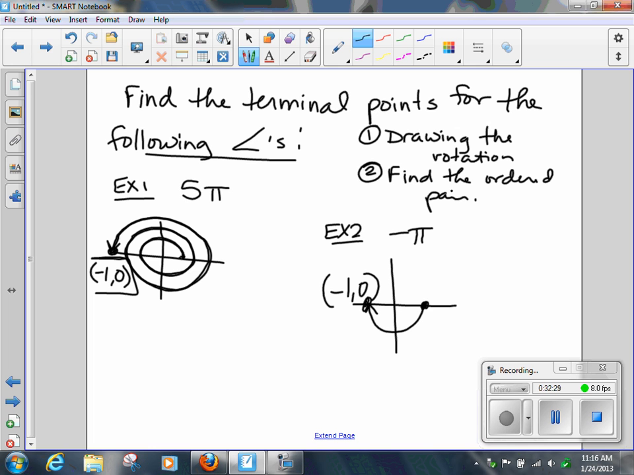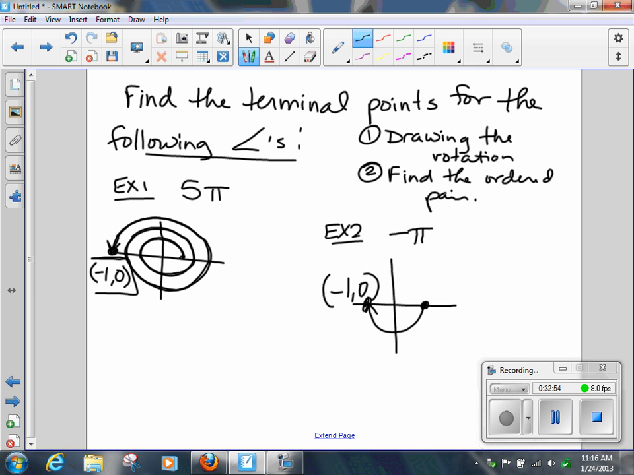Well, that doesn't change. You always start at 1, 0. You always start on the right side of the x-axis. It has to start there. The odd numbers always end up on the x-axis. Yeah, that's true. If they're whole numbers, they do.